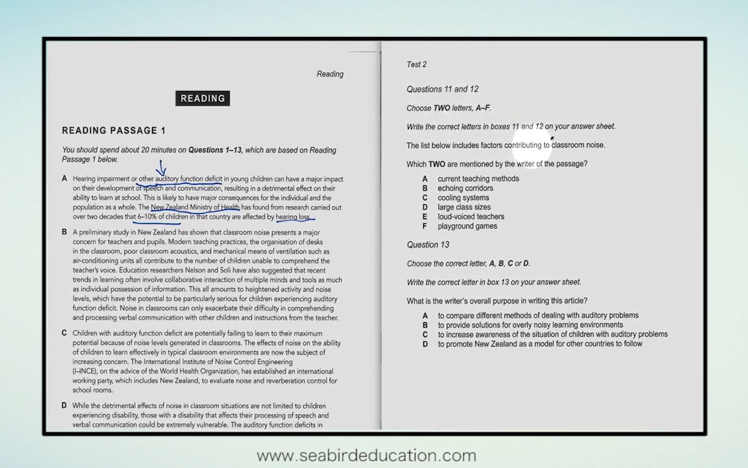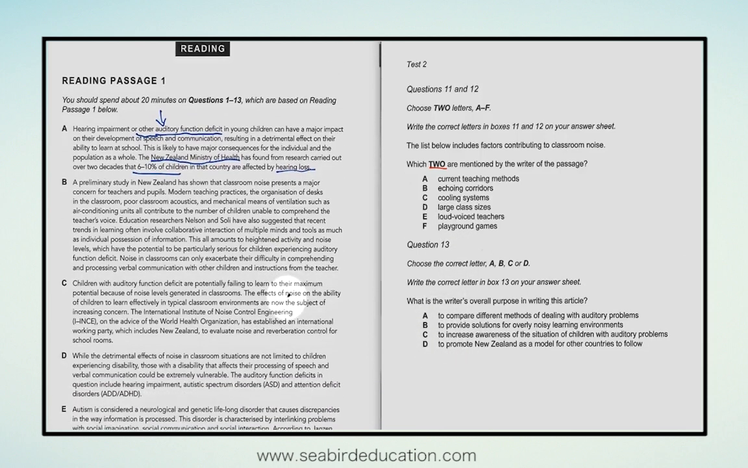Okay, write the correct letters. The list below includes factors contributing to customers, which 2 are mentioned. Okay, so we wouldn't look at all of those. That's not going to help us to skim this text. So let's ignore that question. And let's have a look at this. What's the writer's overall purpose? Okay, and there's only 1 answer correct here. So again, there's going to be 3 distractors. So that's the type of question I would also ignore until I've read the text.